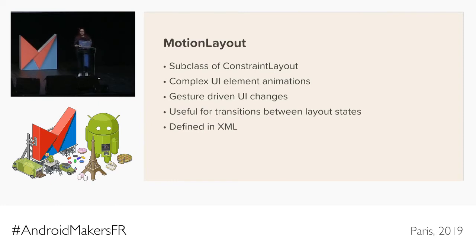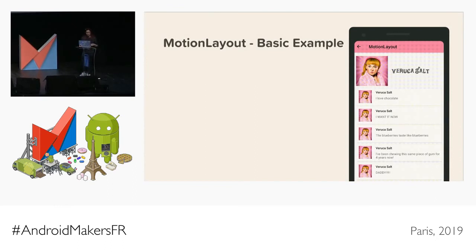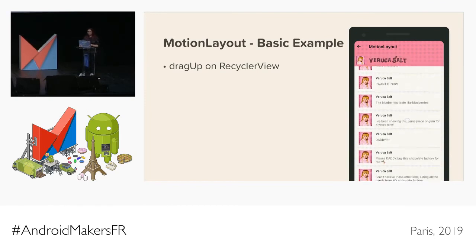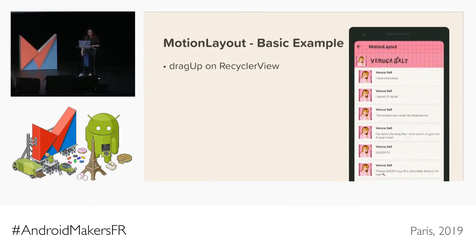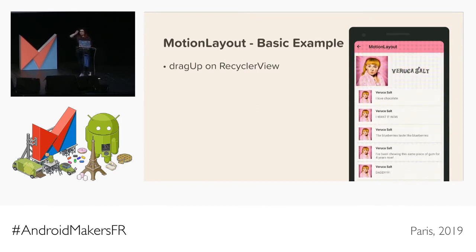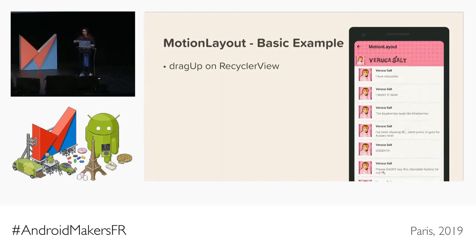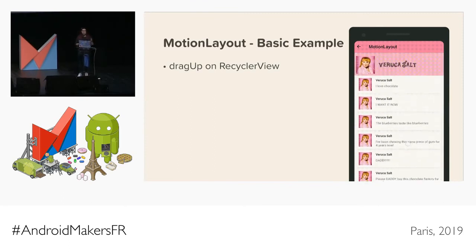What you do with MotionLayout is you define it in XML, and it's all XML driven. You can also do it in code, but we won't be doing that today. Okay, so this is a basic example of MotionLayout. What I've done in this example is use a RecyclerView at the bottom and an ImageView at the top with Veruca Salt as the name. As somebody drags up on the RecyclerView, the ImageView is getting smaller and the background is appearing for that view. So this is all done using MotionLayout.